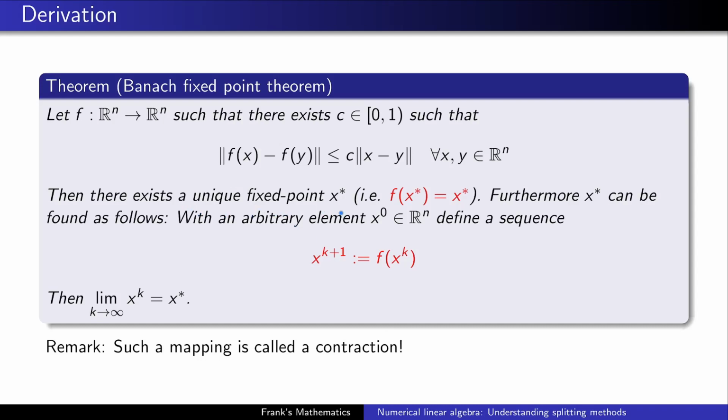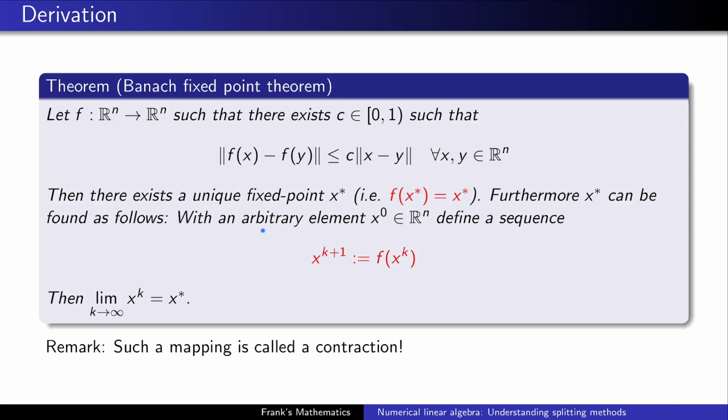Being a fixed point means that f applied to x star is equal to x star. So this is a very strong condition. And furthermore, we do not only know there exists a unique fixed point, we also know how to compute it. This is a very, very useful technique.